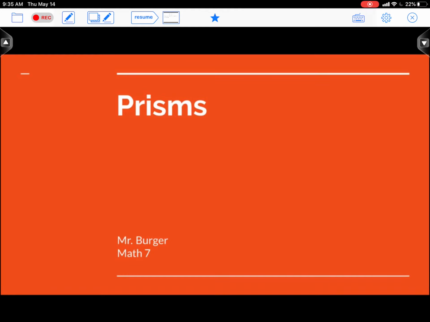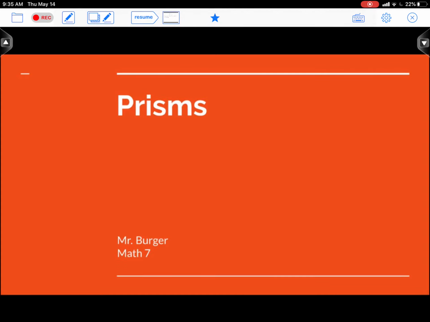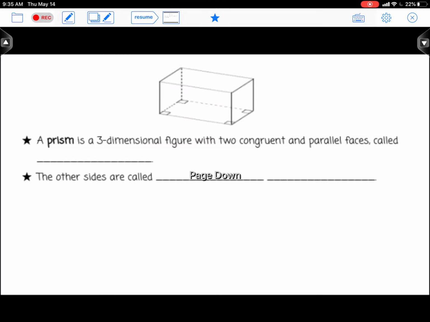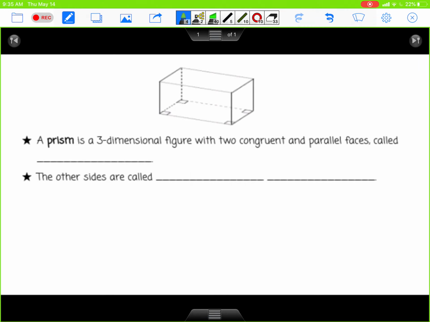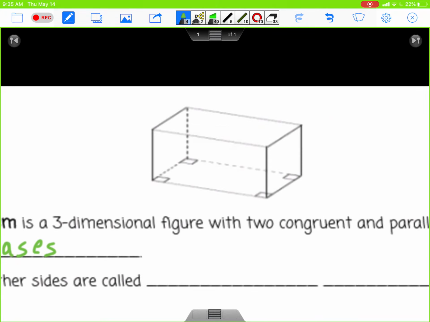Today and for the next couple of days, we're going to be working with three-dimensional figures. Today we're going to be starting off with prisms. A prism is a three-dimensional figure with two congruent and parallel faces. The name of these faces are the bases of the figure. It's usually the top and bottom, but they're always parallel and they're always the same shape.